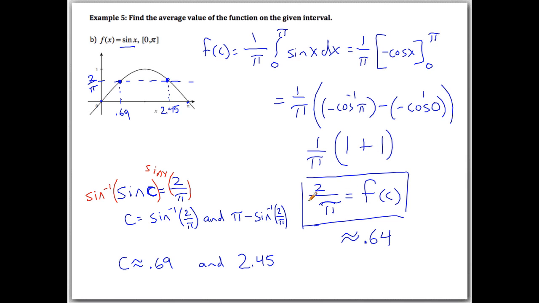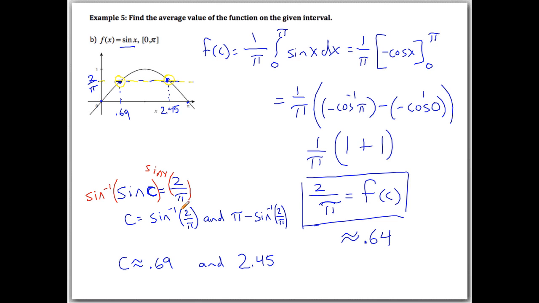So the average value of the function is 2 over pi, and you can see that is right about here. It's about 0.64. Now in this case, you'll notice that we get two solutions here. So there are two places actually where this function equals its average value. So to find that, we just set sine c equal to 2 over pi, and then to get c by itself, we're going to take the sine inverse.